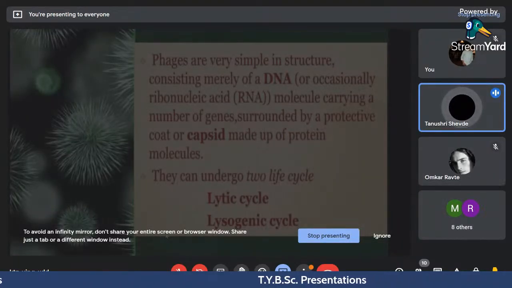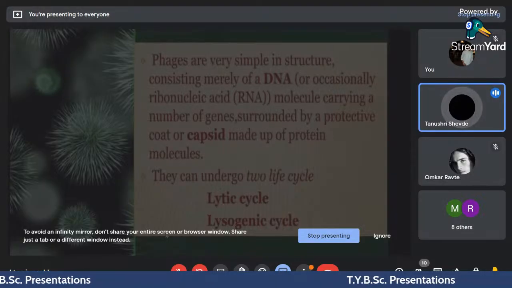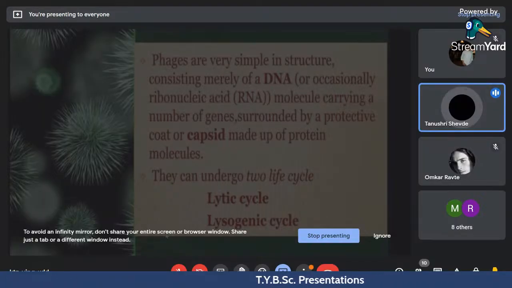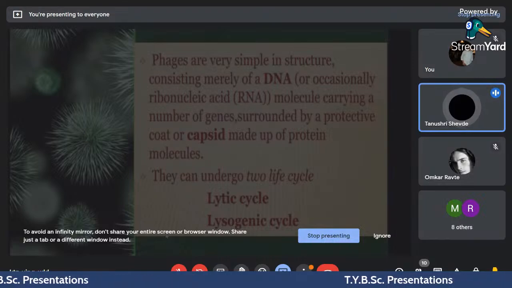So phage are very simple in structure, consisting of a DNA molecule carrying a number of genes surrounded by a protective coat or capsid made up of protein molecules, and it undergoes two life cycles, the lytic cycle and the lysogenic cycle.